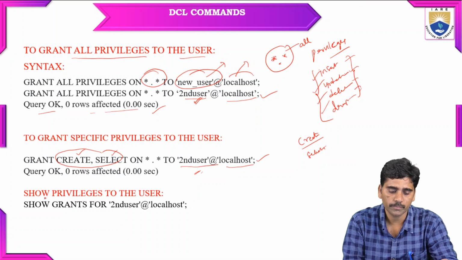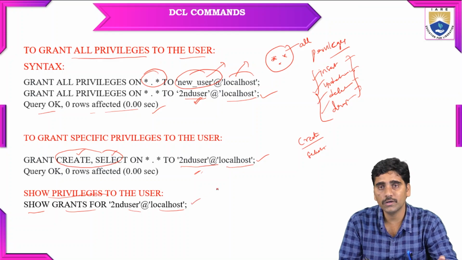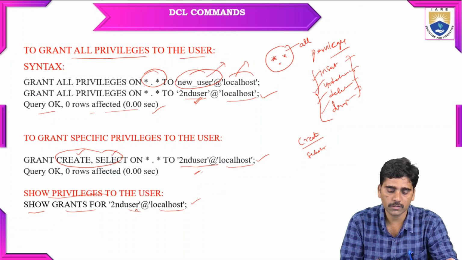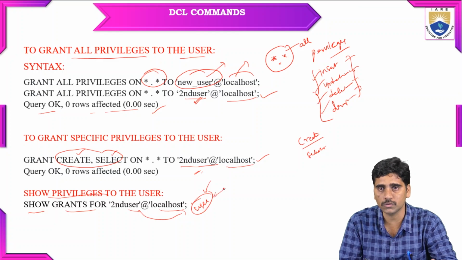So how are you going to see? Using show privileges for the user. SHOW GRANTS FOR. You need to specify the command: SHOW GRANTS FOR second user at the rate localhost. That means here we need to specify the user, and we are going to see the privileges assigned to this user.